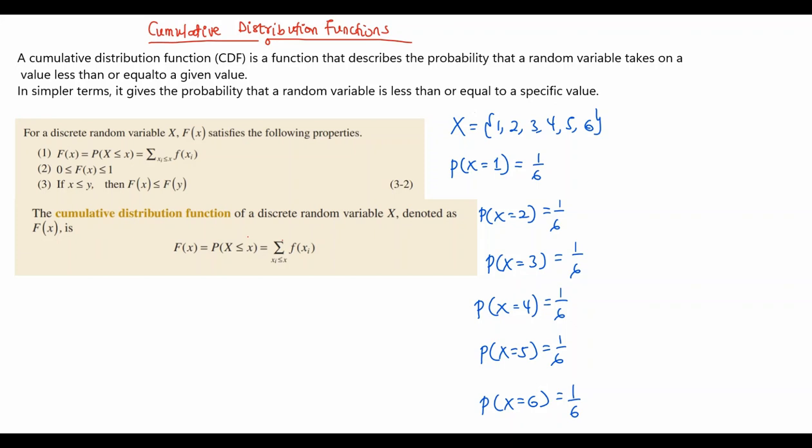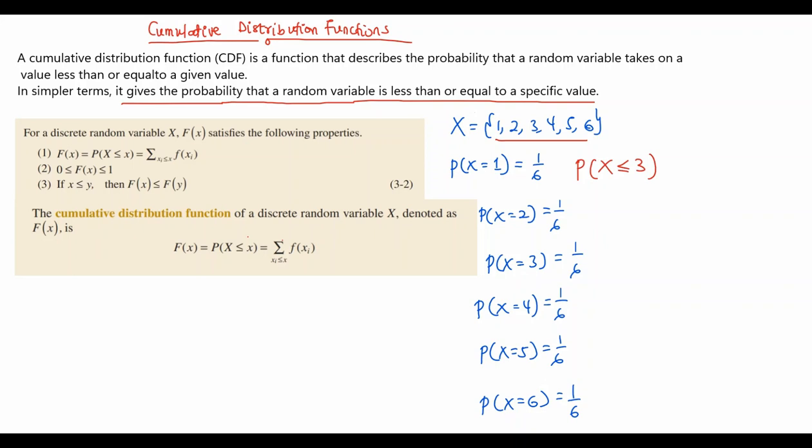So we have the possible values that the random variable x can take, and we have their probabilities. The cumulative distribution function gives the probability that a random variable is less than or equal to a specific value. Let's say these are our random variables, and I ask you to find the probability that the random variable is less than or equal to 3. This is what the cumulative distribution function says we should do.